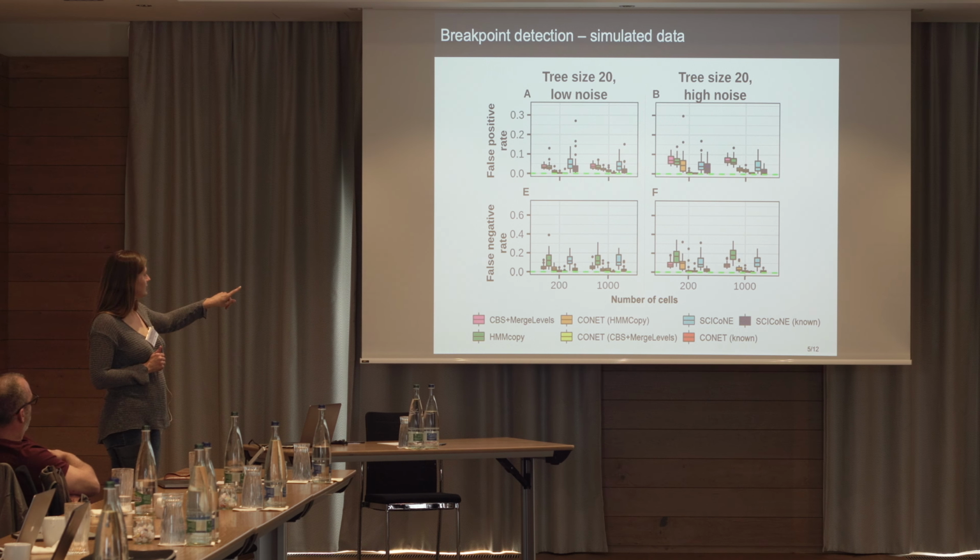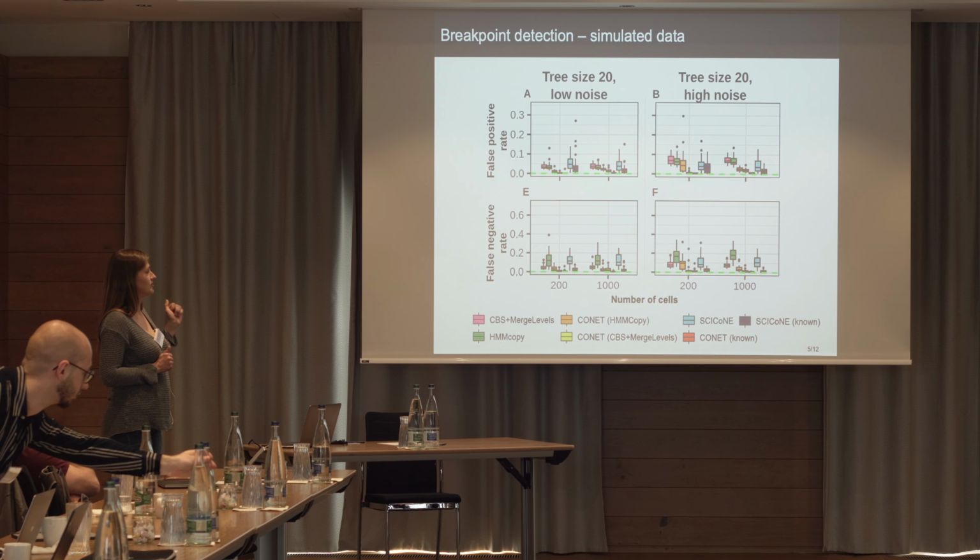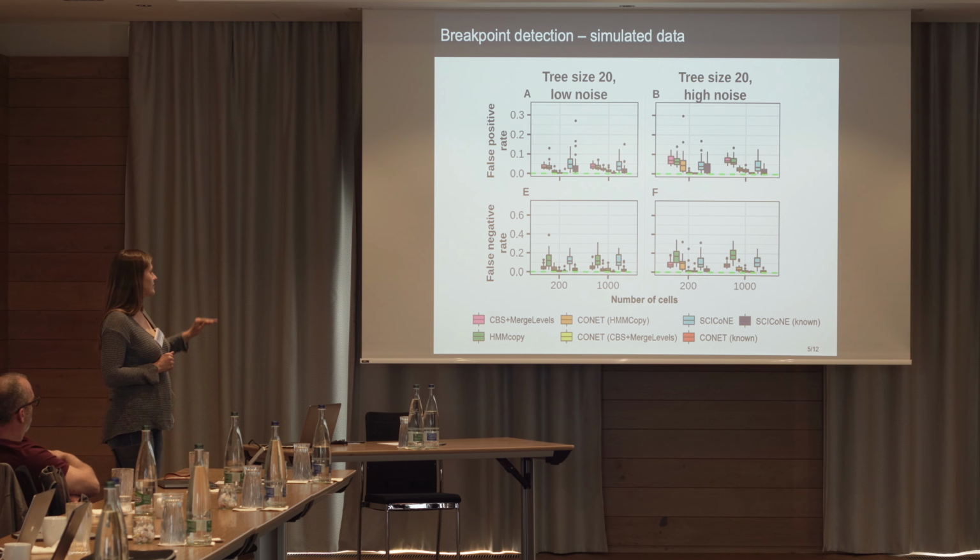And then we have CONET in 3 different versions. They differ by the method that we have used to obtain the potential breakpoint set. It's either HMM, CBS plus merge levels, or we give our model the true potential breakpoint set without saying which breakpoint is in which cell, but just a set.